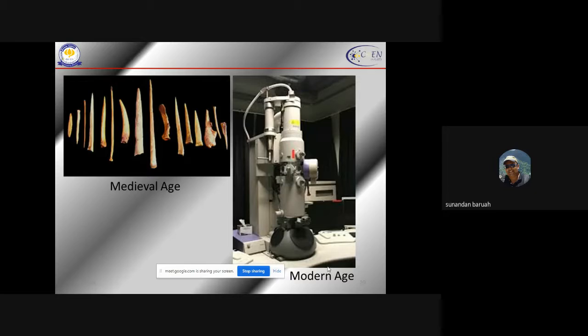Anyway, everything works with tools. We have tools, we can do things. We have machines, we can do things. So, just showing two tools from the medieval age and the modern age. This modern age machine I had played around with a lot when I was working in Europe. That's a typical transmission electron microscope.